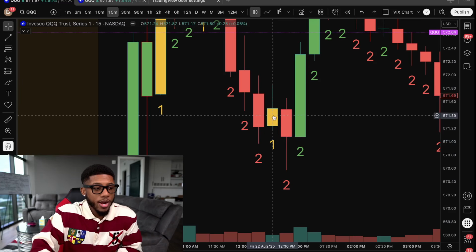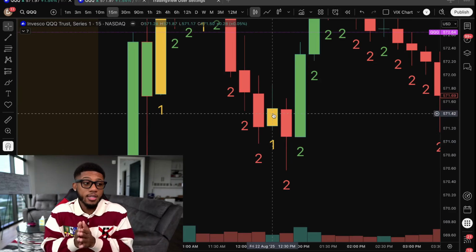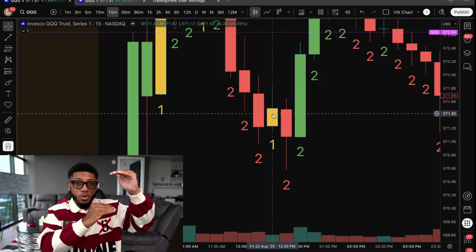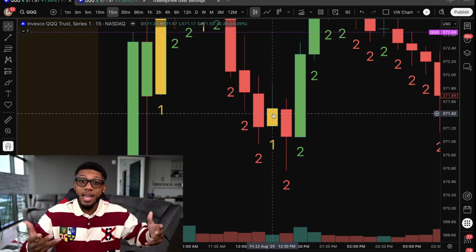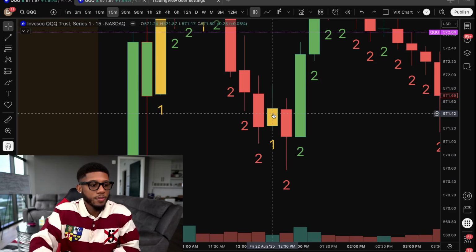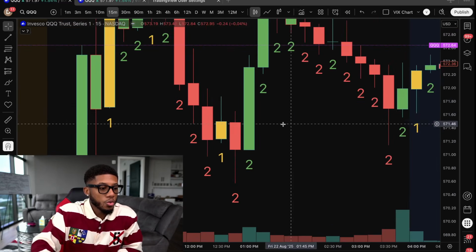So we have 1s, right? And all 1s are the same. As long as it's inside the previous candle's high and low, it's a 1 bar. It's an inside bar. Nickname and name. Good. Next up, let's talk about 2s, okay?